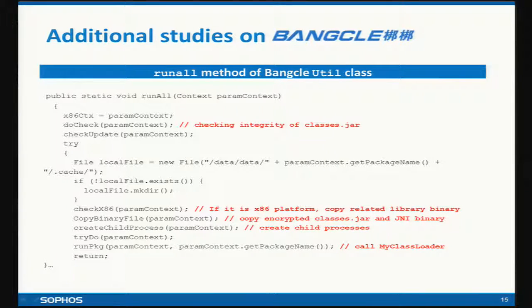Let's jump to the util class. You can see it includes functionality to check the integrity of class.jar, check if the system is x86 or ARM, then copy the related library, encrypt the class jar and the genuine binary to a specific folder, create a child process, and then call the myClassLoader.